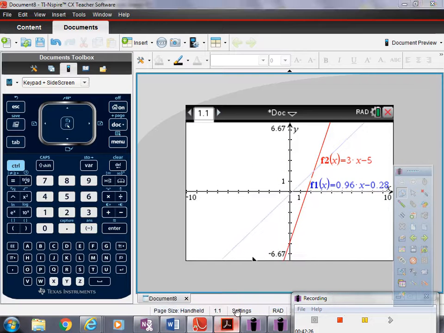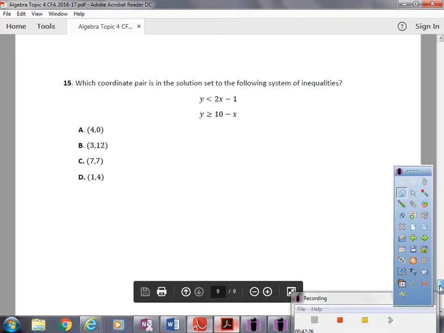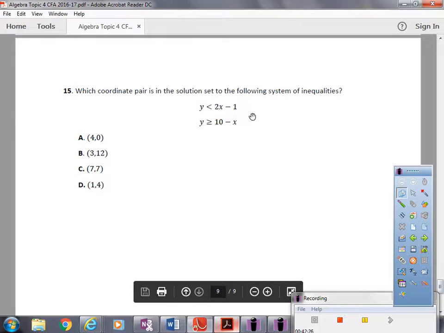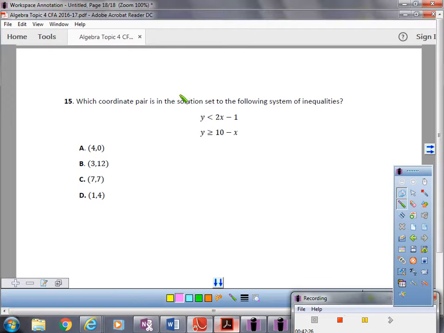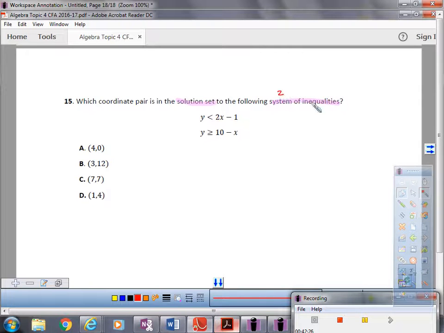All right, we're on the last question, number 15. It says, which coordinate pair is the solution set to the following system of inequalities? There's that word system again. It just means 2 or more inequalities. In this case, there's 2. Here's 1, here's 2. Solution means points, like coordinates. And there are a lot of coordinates, and it depends on where the shading overlaps for these.